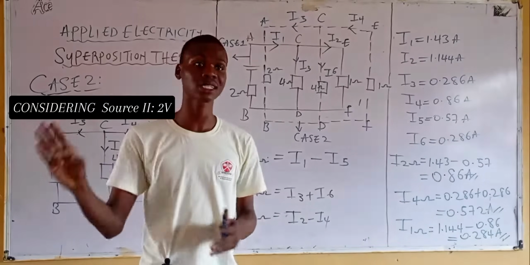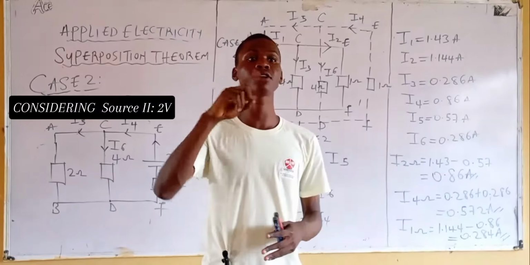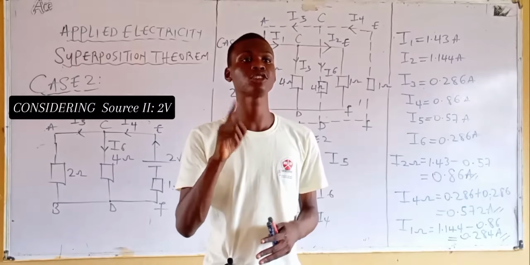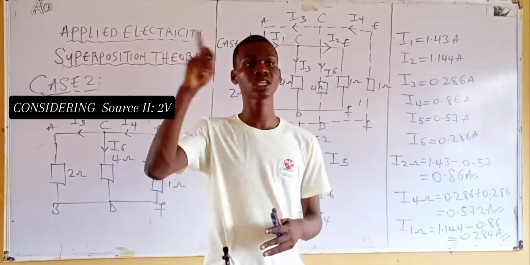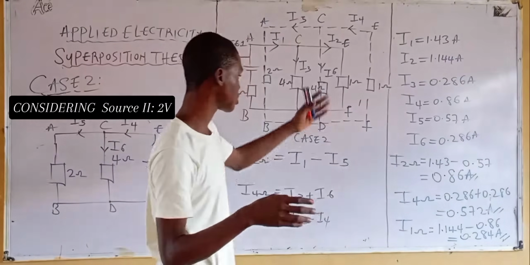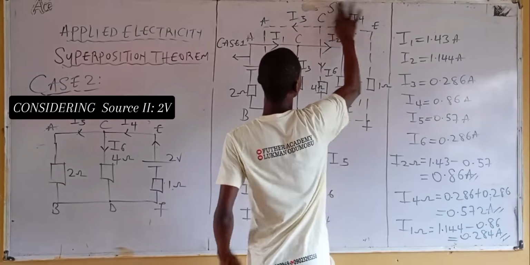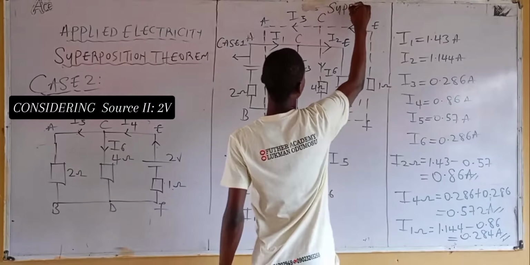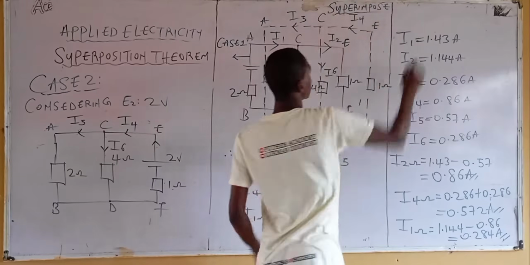Always note that if case 1 and case 2 are going in different directions, you must subtract case 2 from case 1. Not case 2 minus case 1, it should be case 1 minus case 2 always. That's what you should take note of, and that's what we've done so far. So this is called superimposing. This is how I spell it. Superimposing. Superimpose. Alright.